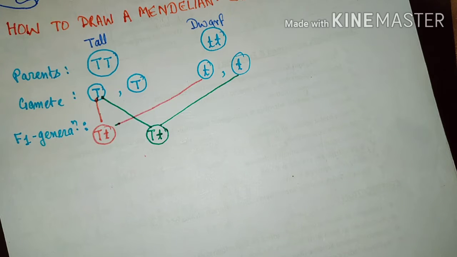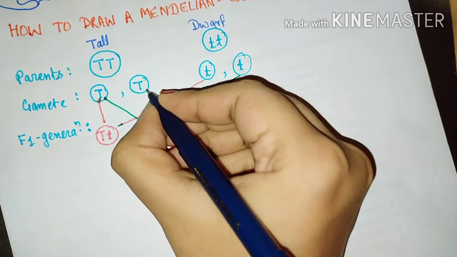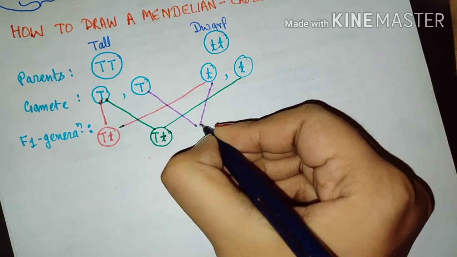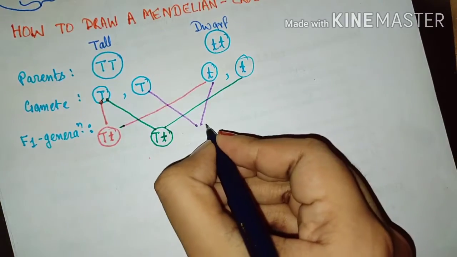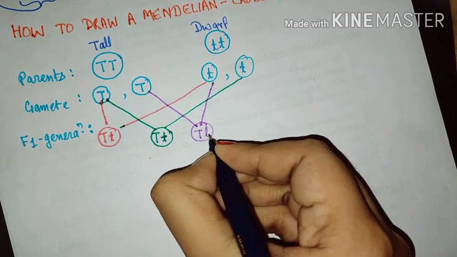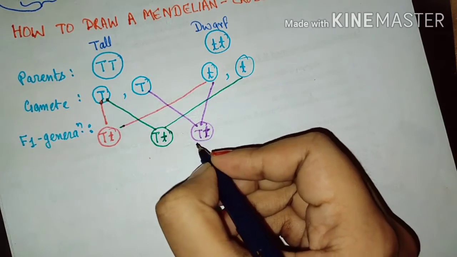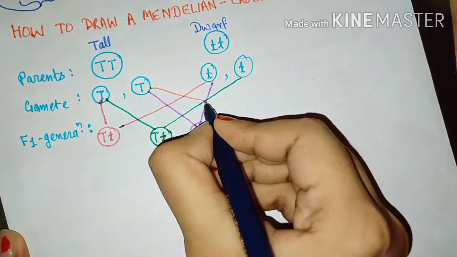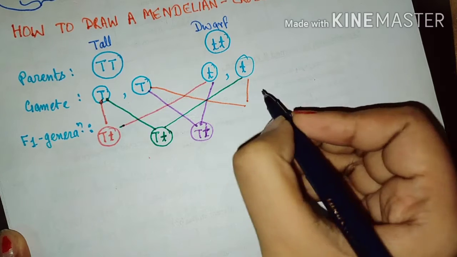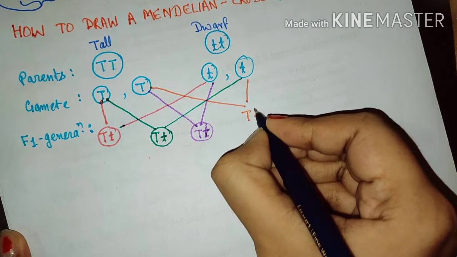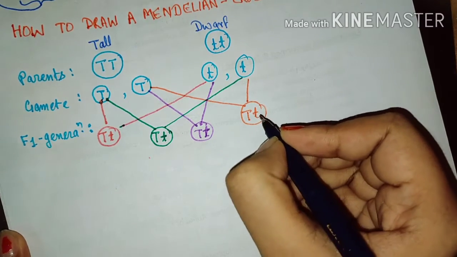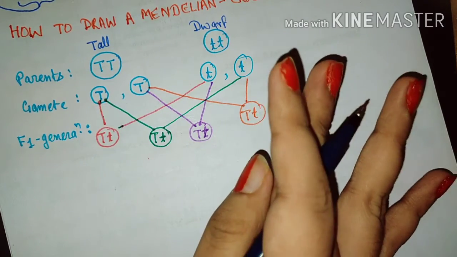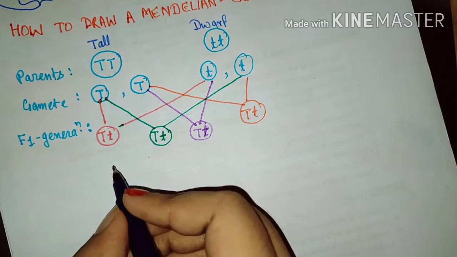In the third one, this allele will fuse with this one. This gamete will fuse with this one. Again there will be formation of a new progeny. Now there is a possibility that this will fuse with this one. So this progeny will be formed. So a total of 1, 2, 3, 4 progenies are formed. Now what will be the phenotype?